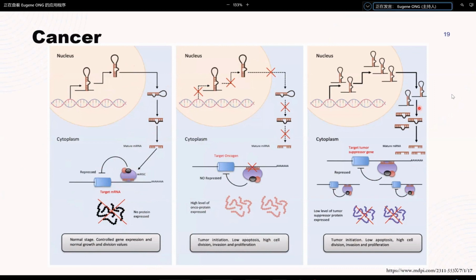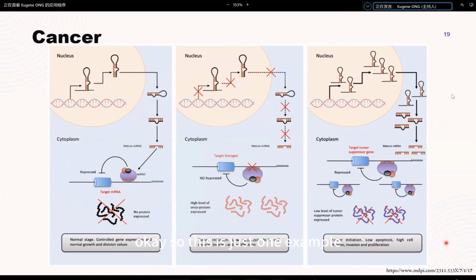Another case is if you have too much mature microRNA, it can also lead to low levels of tumor suppressor protein being expressed. The cell is basically in homeostasis, right? You need to have not too much of something or not too little of something. Therefore, if the tumor suppressor is repressed, then there is not enough to check the level of oncogenes. Again, it leads to low apoptosis and then uncontrolled cell growth.